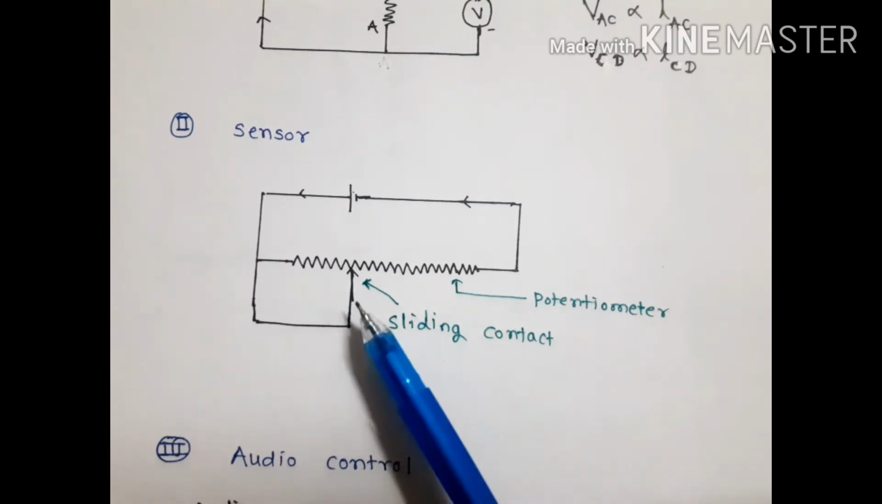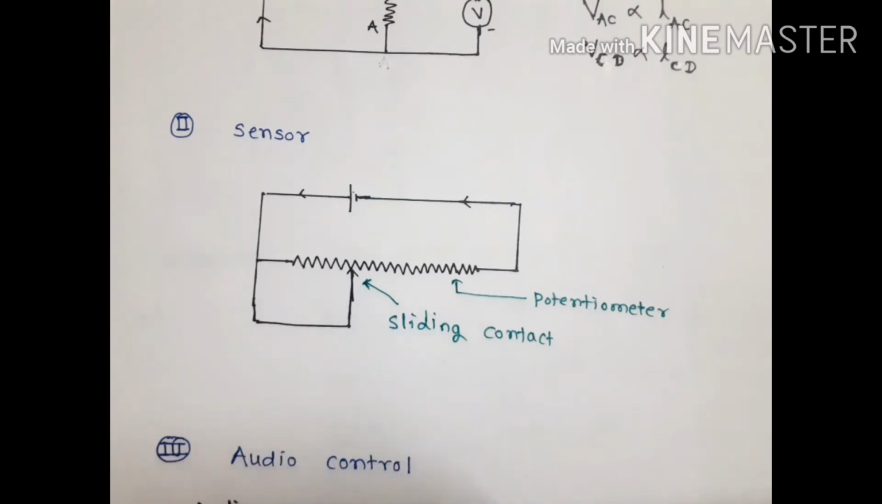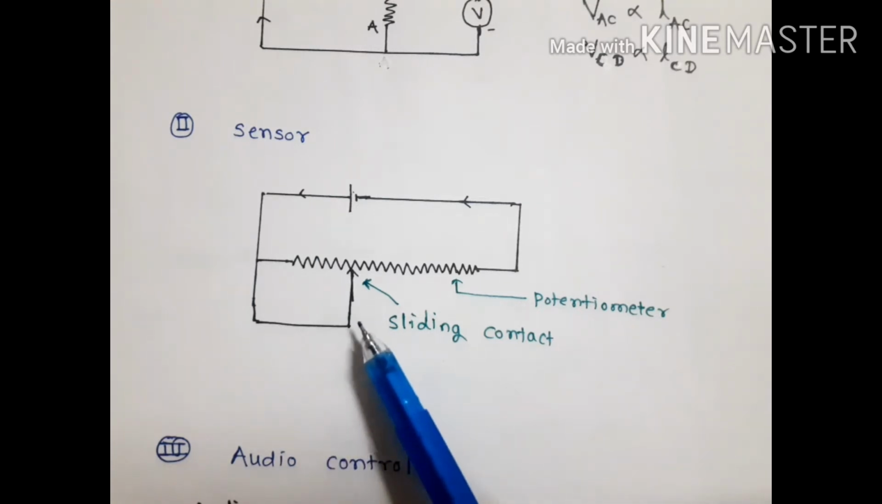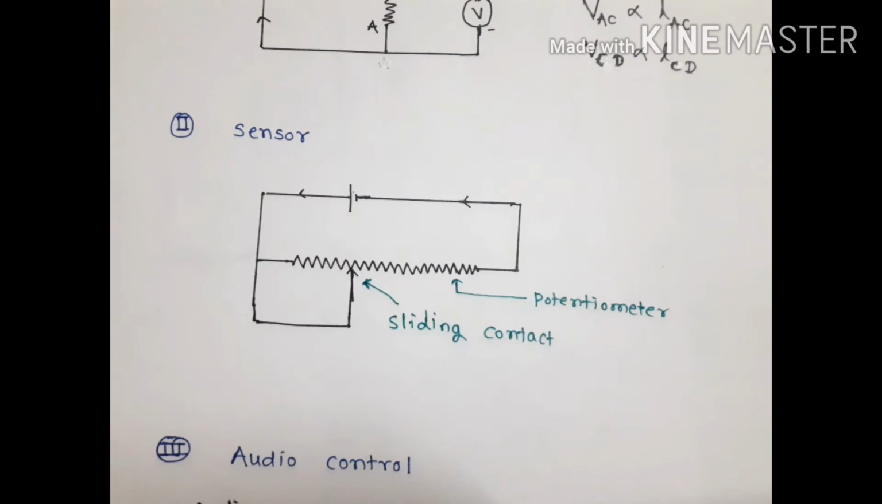If we connect this slider to the moving part of a machine, then a small displacement of that moving part causes a small change in potential. Further, that small change is amplified by using an amplifier circuit, and the potential difference is calibrated in terms of the displacement of the sliding part of the potentiometer. In this way, with the help of this arrangement, the potentiometer acts as a sensor.